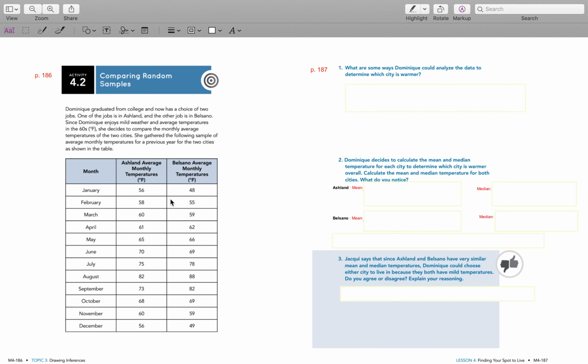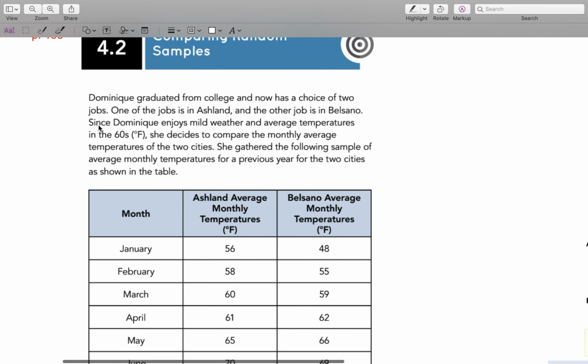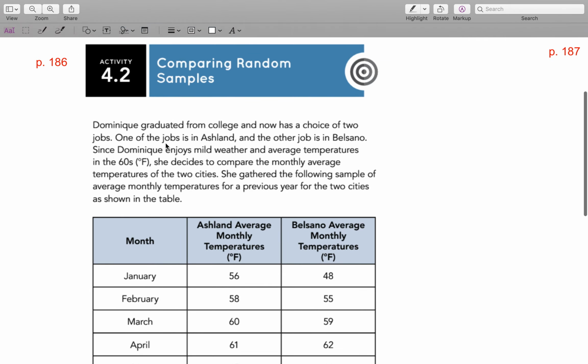All right, we're on page 186. It says Dominique graduated from college and now has a choice of two jobs. One of the jobs is in Ashland, and the other job is in Bolzano. Since Dominique enjoys mild weather and average temperatures in the 60s degrees Fahrenheit, she decides to compare the monthly average temperatures of the two cities.